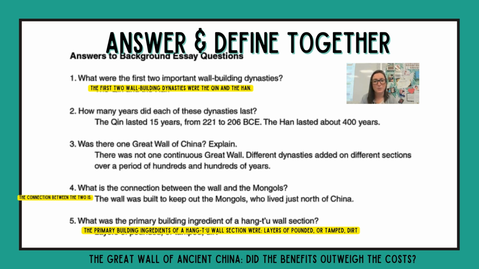What is the connection between the wall and the Mongols? The connection between the two is the wall was built to keep out the Mongols who lived just north of China. What is the primary building ingredient of the Hangtu wall section? The primary building ingredient of this section is going to be that one that we preluded to in the picture in the front, layers of pounded or tamped dirt.